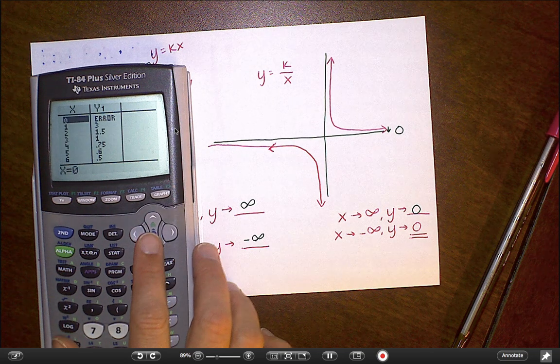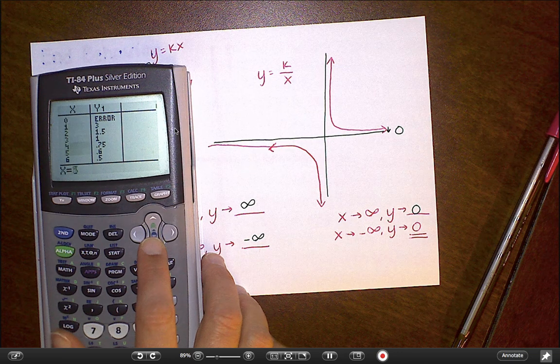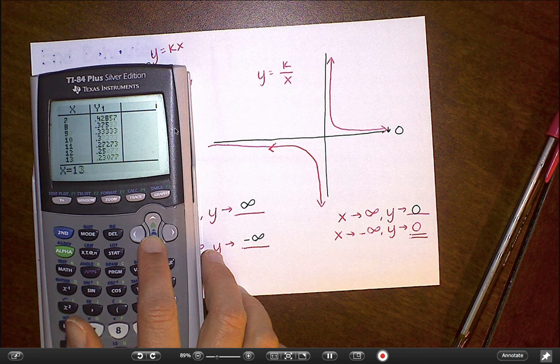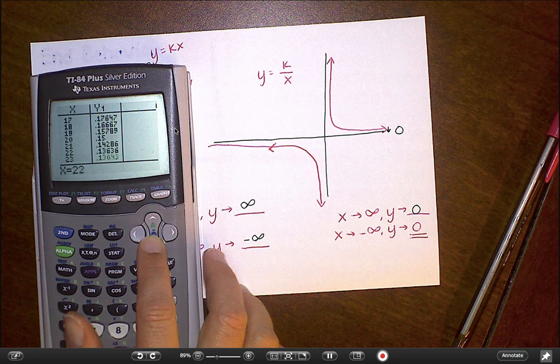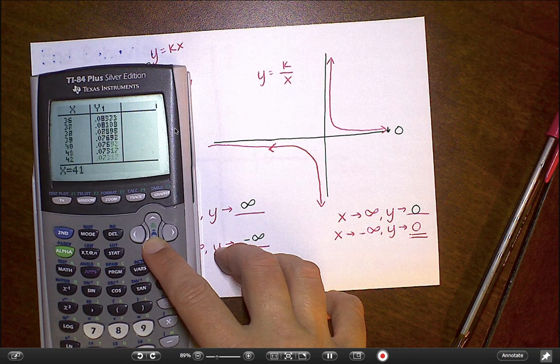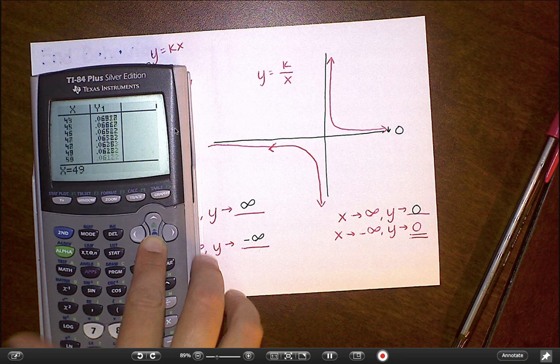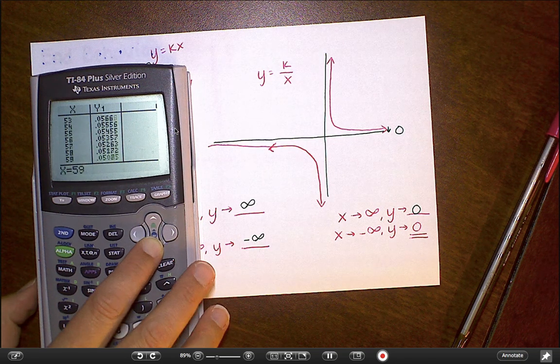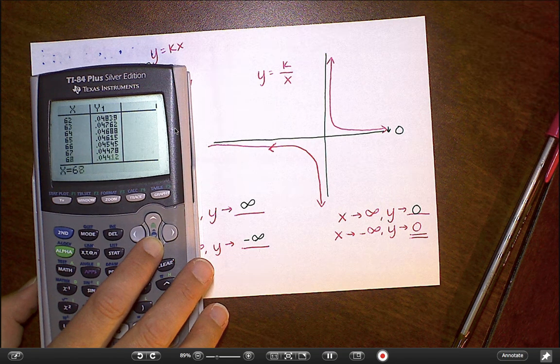When I look in my table, when my x's get bigger forever, okay, look at what's happening to my y values. They're getting a little smaller and a little smaller and a little smaller. And they're actually getting closer and closer to 0. But you'll notice that it's never actually going to get 0.